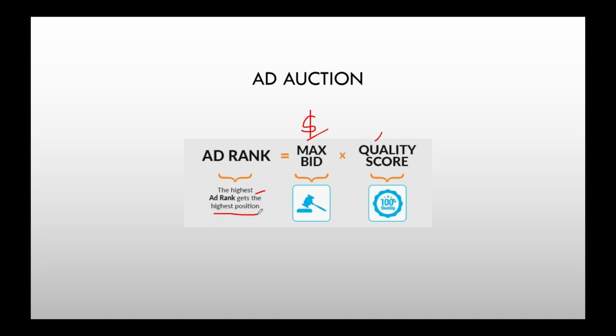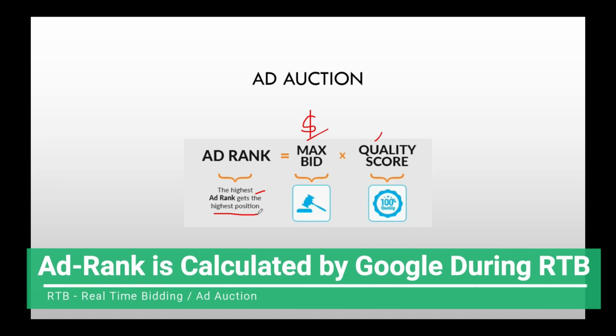As a marketer, it is very important for me to improve my ad rank, or to achieve the highest ad rank, because the higher the ad rank, the higher the position of my ad, and the higher the position of my ad, the higher the number of clicks it will get. So my objective here would be to increase my ad rank. So how do we increase the ad rank? As you can see, ad rank is a product of bid and quality score. Ad rank is calculated and decided during the real-time bidding process, which is also called the ad auction.